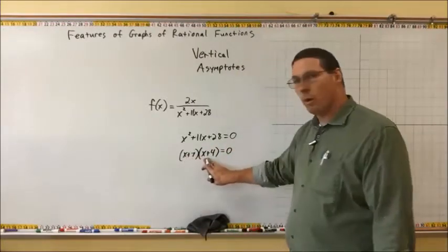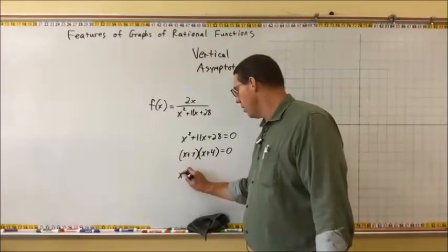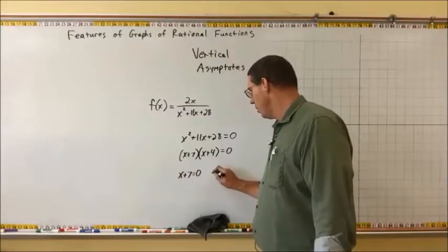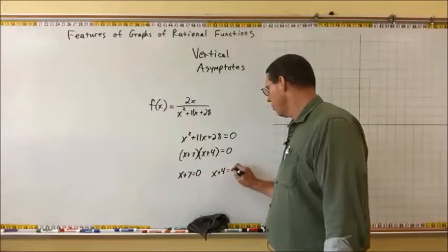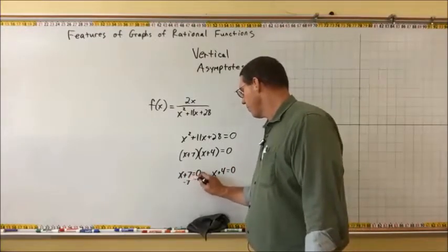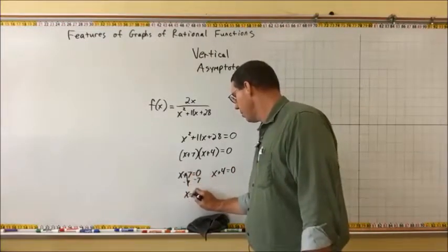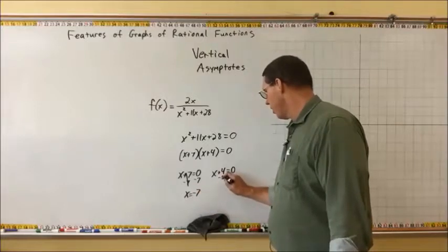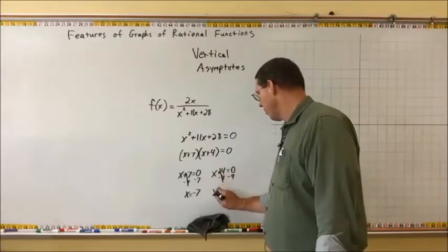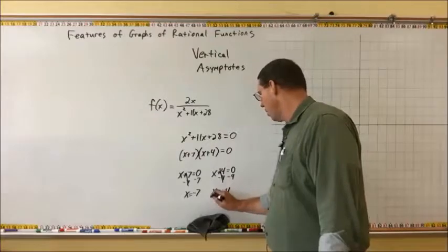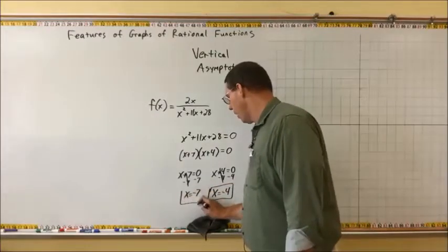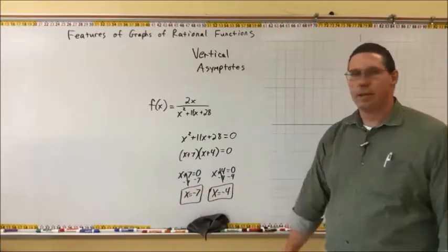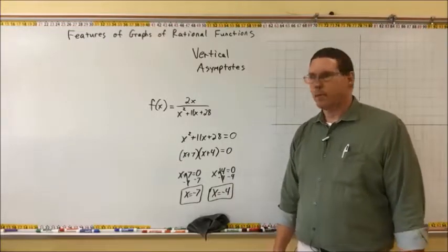Now we're going to set each one of these equal to 0. x plus 7 equals 0. x plus 4 equals 0. Subtract 7 from both sides, and we get x equals negative 7. Subtract 4, x equals negative 4, and that means that there is a vertical asymptote at negative 7 and at negative 4.